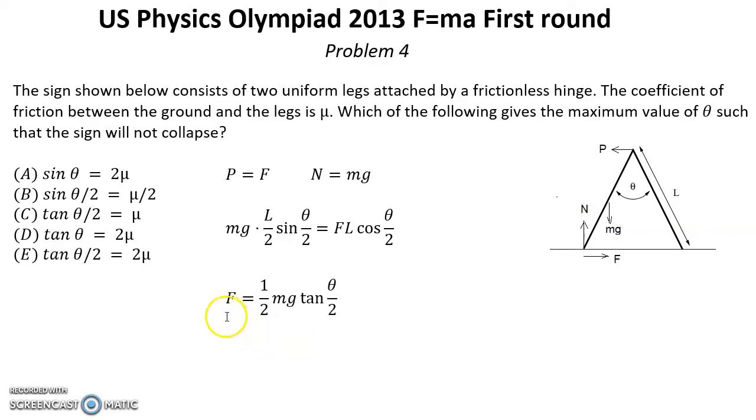That's this one. But we know that force of friction cannot exceed mu multiplied by normal force, which in our case equal mg. It will be critical for our case. If force of friction equal mu mg, we can put it here and define that critical angle will be when tangent theta over 2 equal 2 mu, which is answer E.